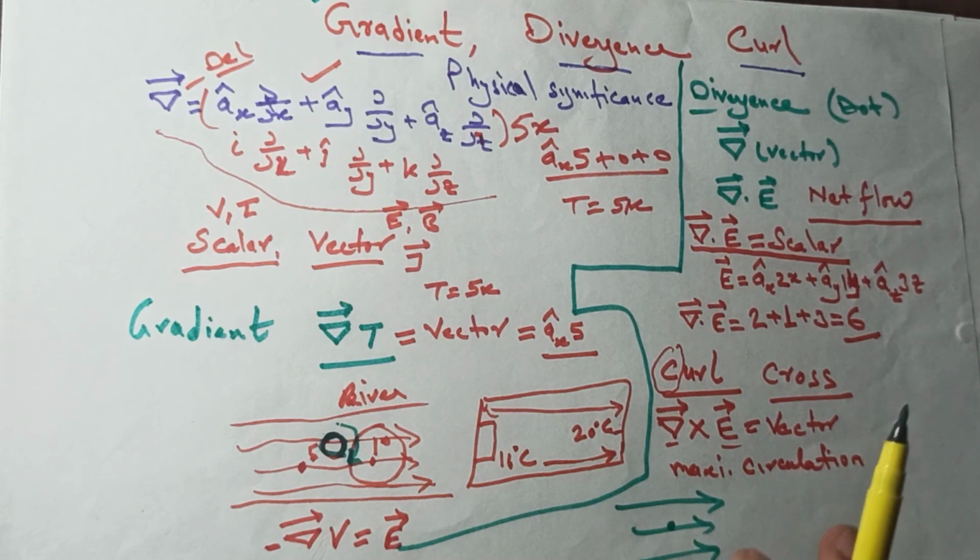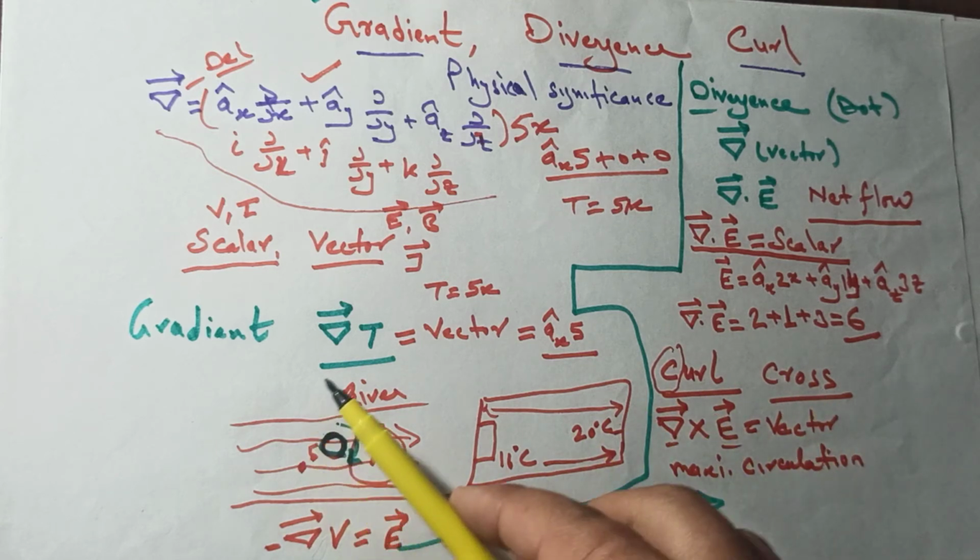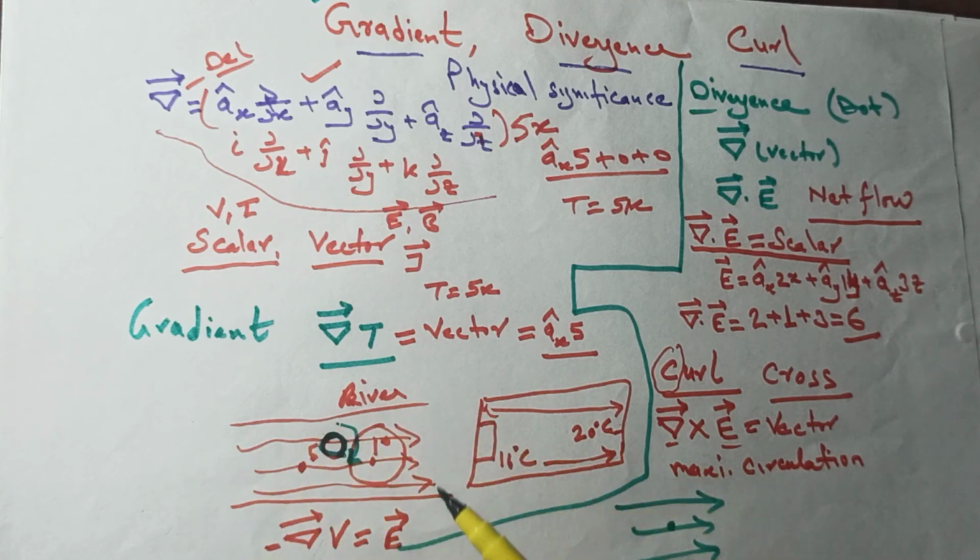Now I think it is clear that the curl of any vector quantity produces the net circulation, maximum circulation. The static electric field will not produce this circular motion, so del cross E is 0. If in the river you want to find out the net circulation, then you have to calculate this vector curl.